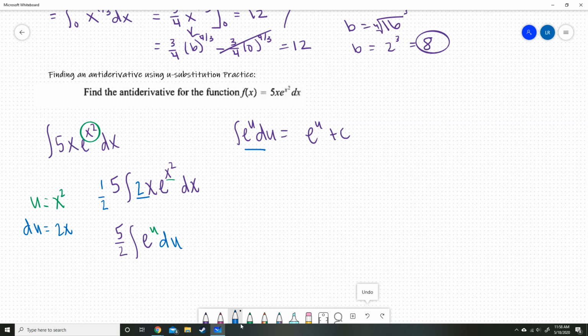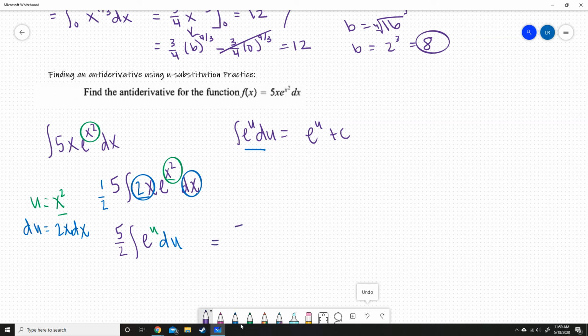So what I did was I said that this was my u, and I replaced it with a u. And I said that this was my du, and I replaced it with the du. And technically the dx goes with the du. Technically it's here. So now I'm ready to integrate.